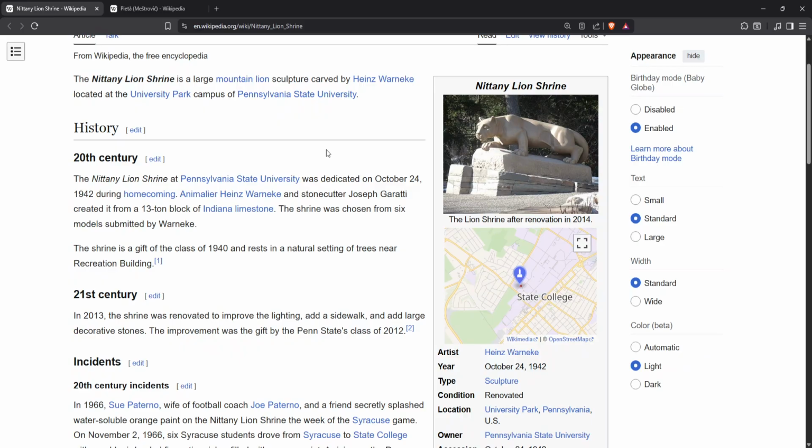History. 20th century. The Nittany Lion Shrine at Pennsylvania State University was dedicated on October 24th, 1942, during homecoming. Sculptor Heinz Warneke and steelcutter Joseph Garatti created it from a 13-ton block of Indiana limestone. The shrine was chosen from 6 models submitted by Warneke. The shrine is a gift of the class of 1940 and rests in a natural setting of trees near the recreation building. 21st century. In 2013, the shrine was renovated to improve lighting, a sidewalk, and large decorative stones. The improvement was gifted by the Penn State class of 2012.